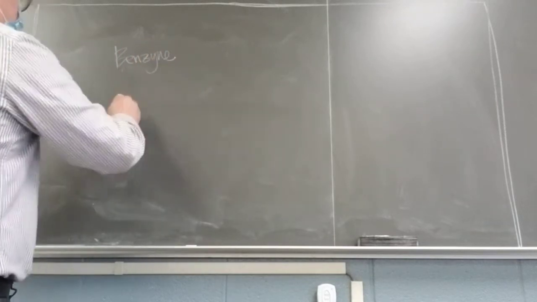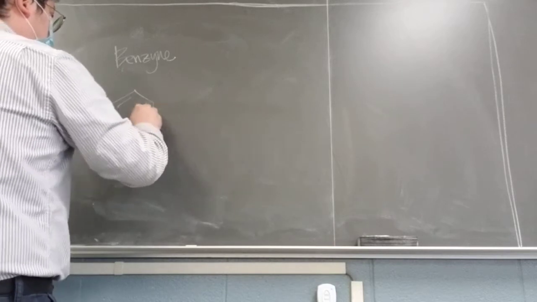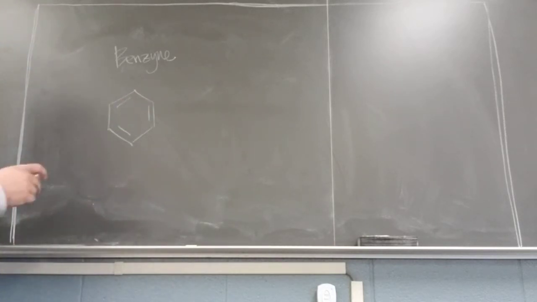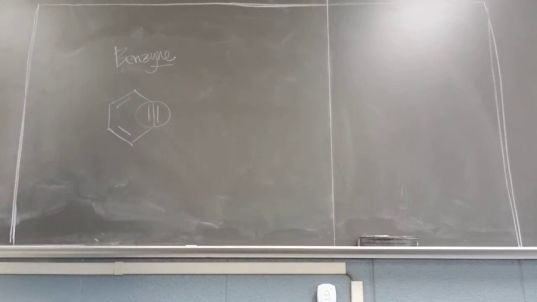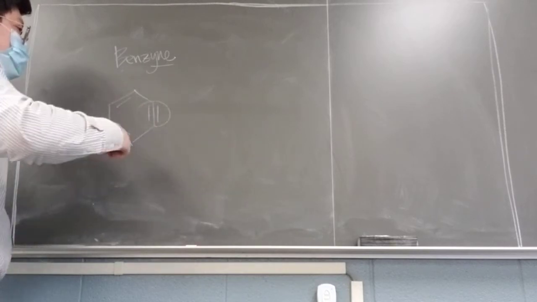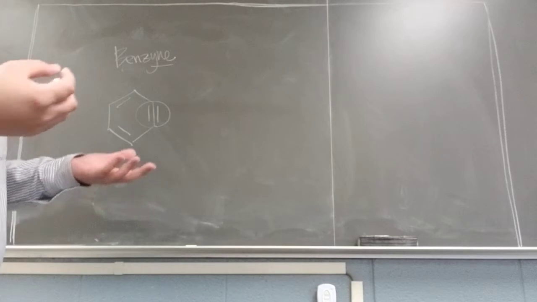So benzyne looks like this. You have this, this is benzene, right? But you have a triple bond here, somewhere in your benzene ring. So this is like a triple bond. You have some type of triple bond inside the benzene ring. We call this benzyne because it's benzene with the triple bond.